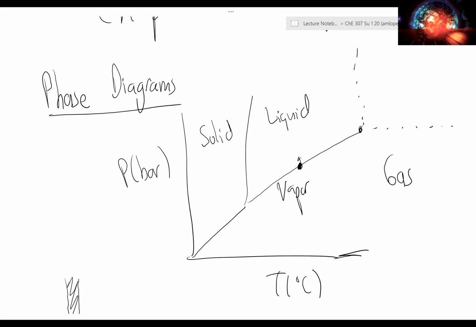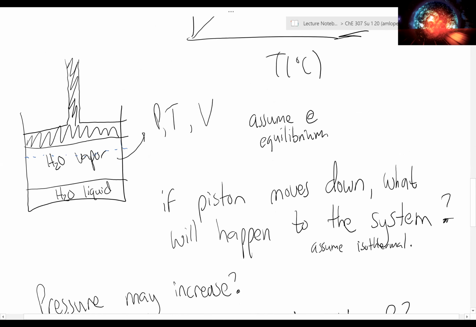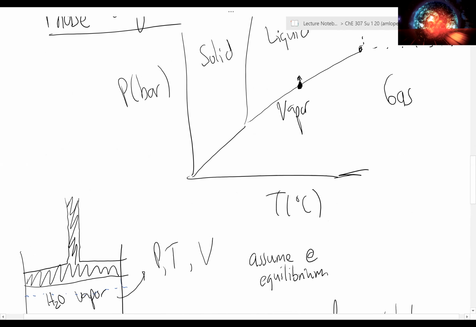Does that make sense? And what that tells me is if I'm on this equilibrium line, in order to increase my pressure, I would most likely have to liquefy all of the vapor present before I can move into that liquid state.